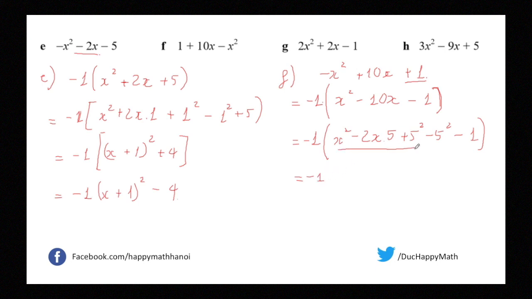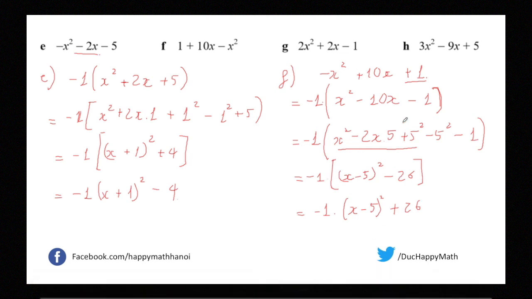So the first 3 terms: (x minus 5) squared. Minus 5 squared is minus 25. Minus 25 minus 1 is minus 26. And the h part: plus 26, because this is minus 1 times minus 26. Okay.